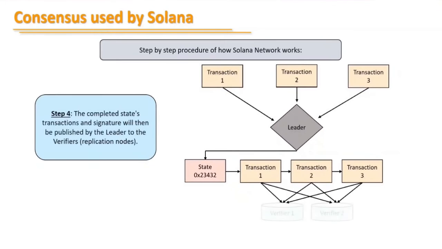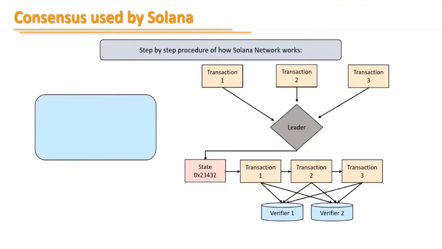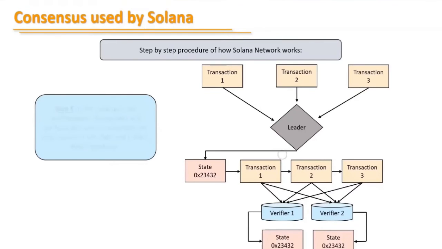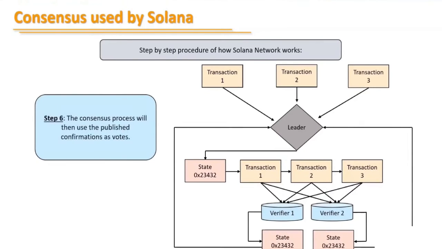Step 4. The completed state's transactions and signature will then be published by the leader to the verifiers or replication nodes. Step 5. If the state receives confirmation, the verifiers will perform the same transactions on their copies of the state and publish their signatures. And at last, step 6, the consensus process will then use the published confirmations as votes.